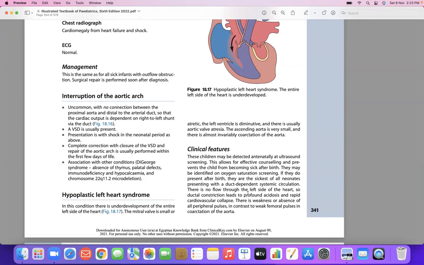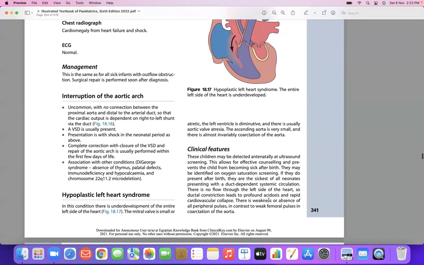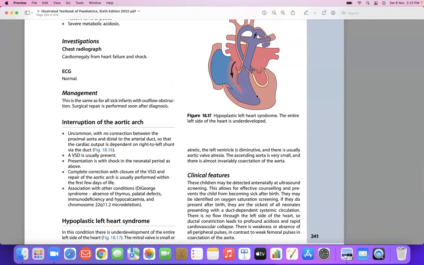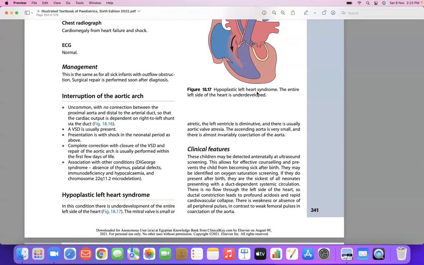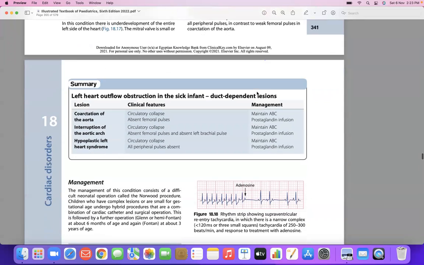There is no flow through the left side of the heart, so ductal constriction leads to profound acidosis and rapid cardiovascular collapse. There is weakness or absence of peripheral pulses, in contrast to the weak femoral pulse in coarctation of aorta. In this case, all the peripheral pulses are weak. But in coarctation of aorta, only the femoral pulses are weak or absent. Here, all the peripheral pulses are weak and they will present in the sickest form.